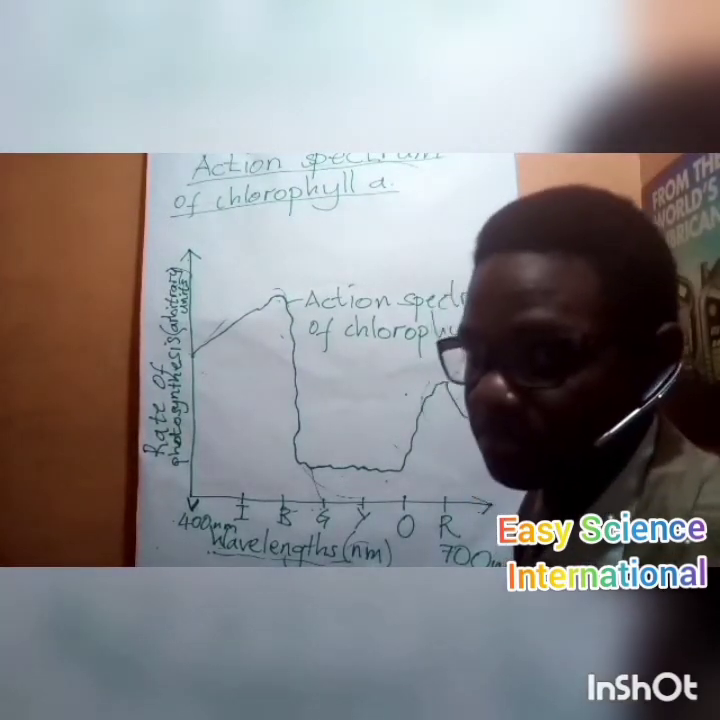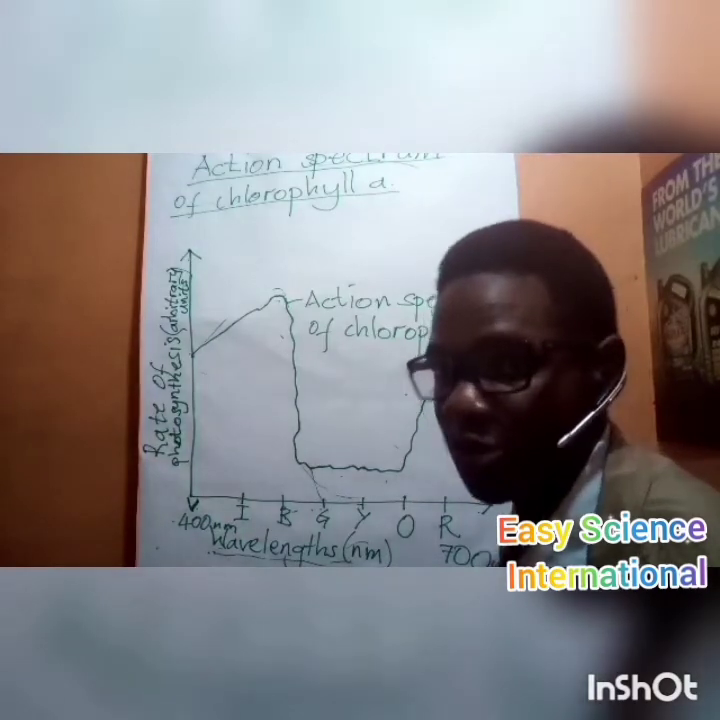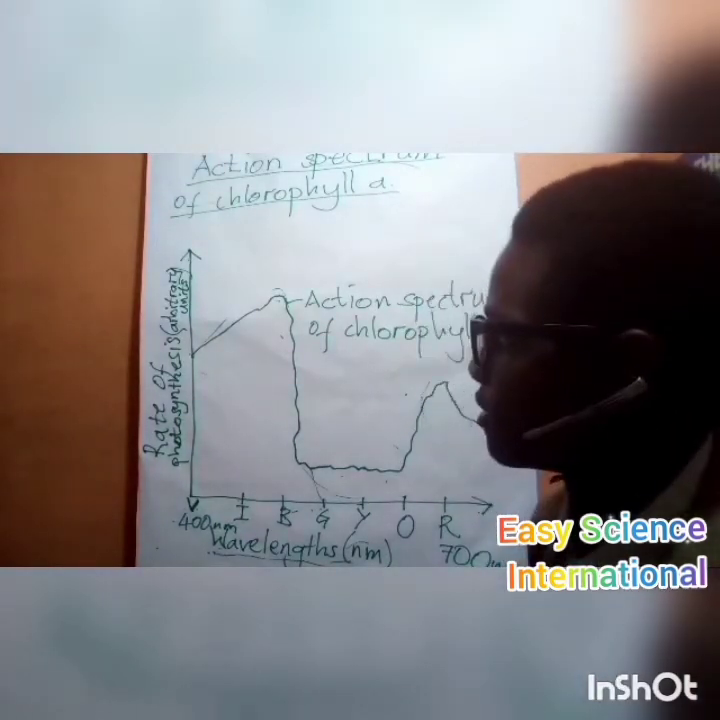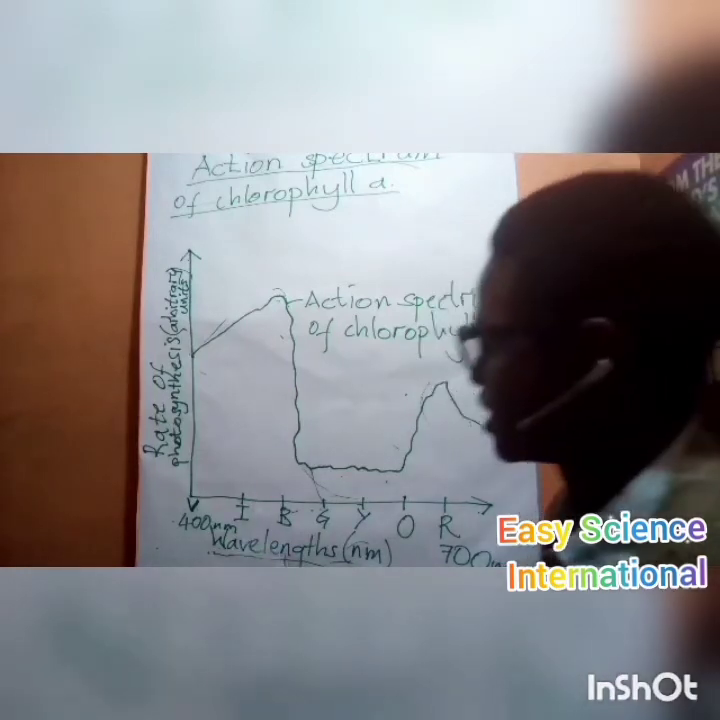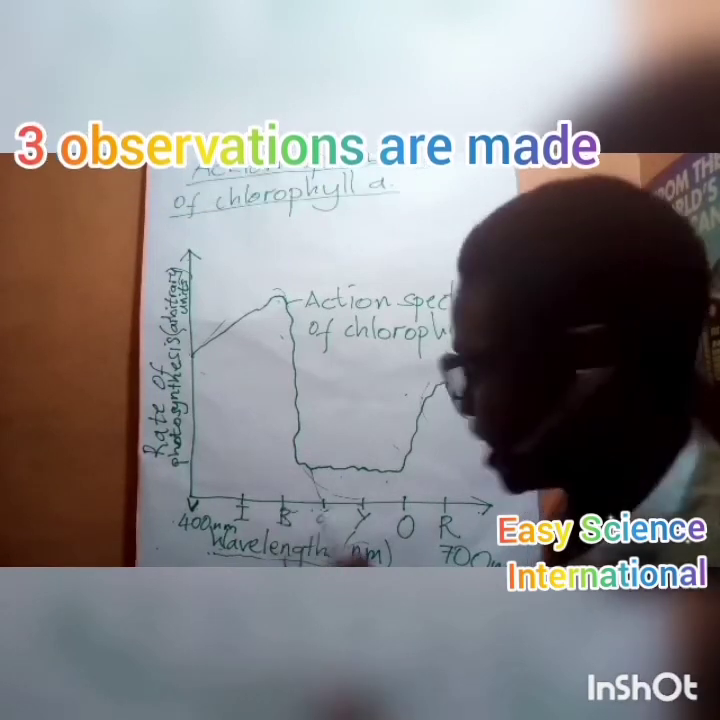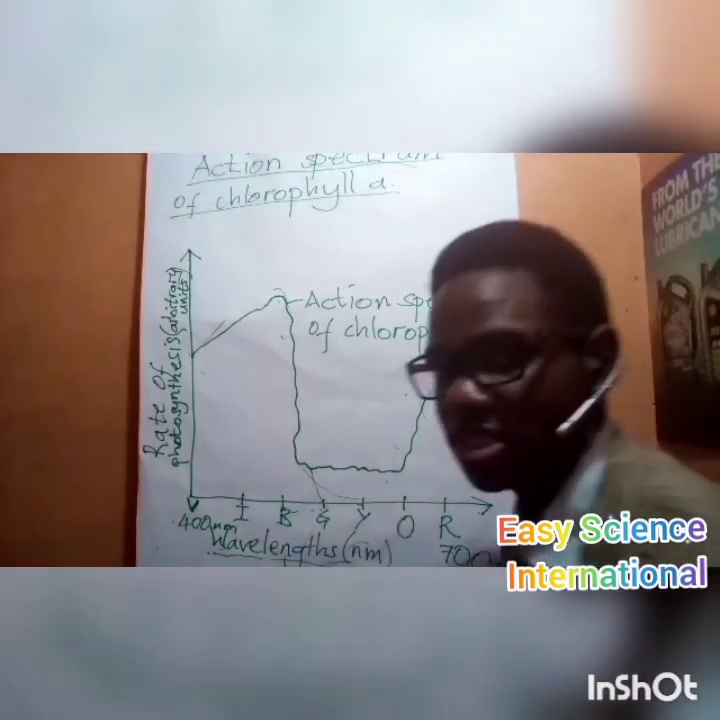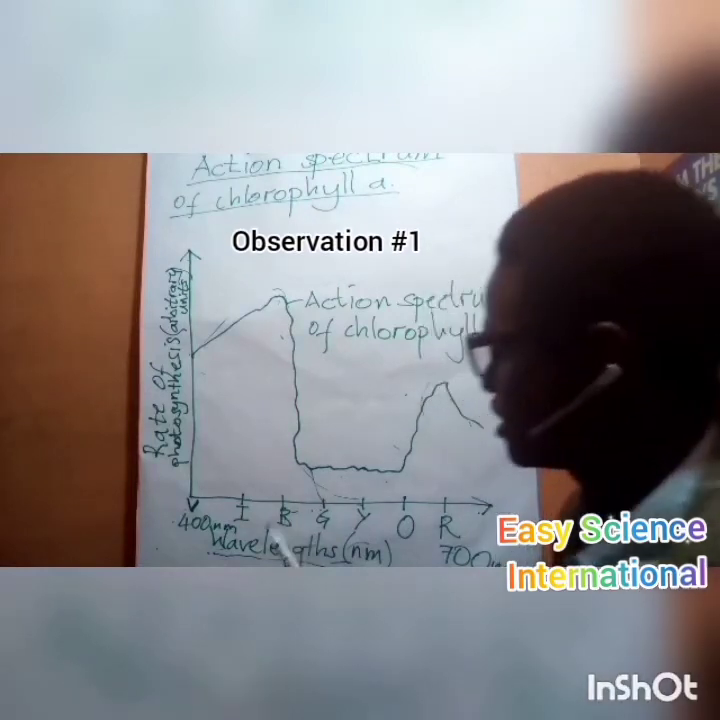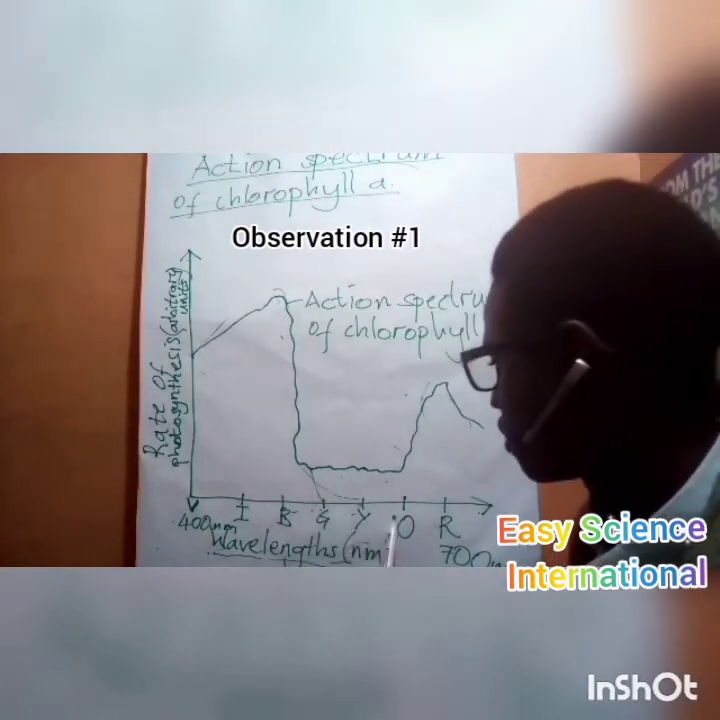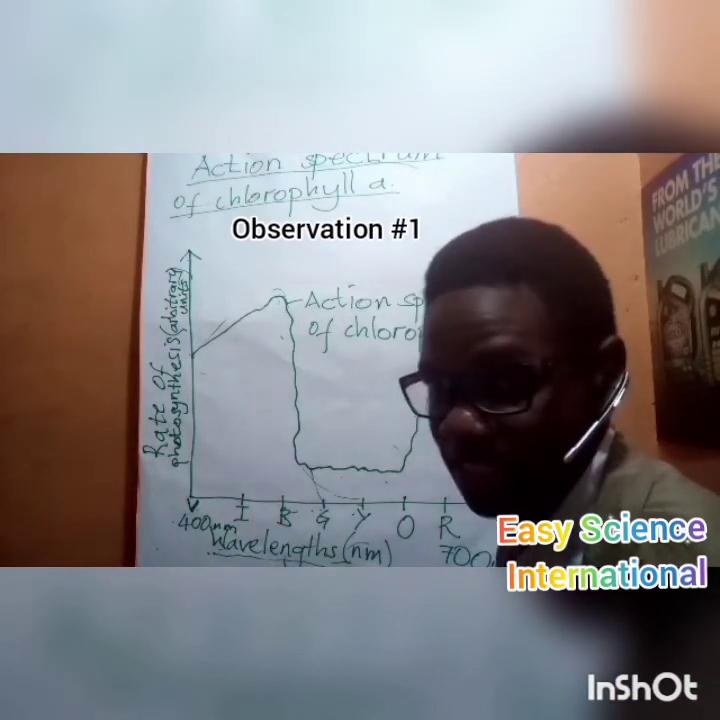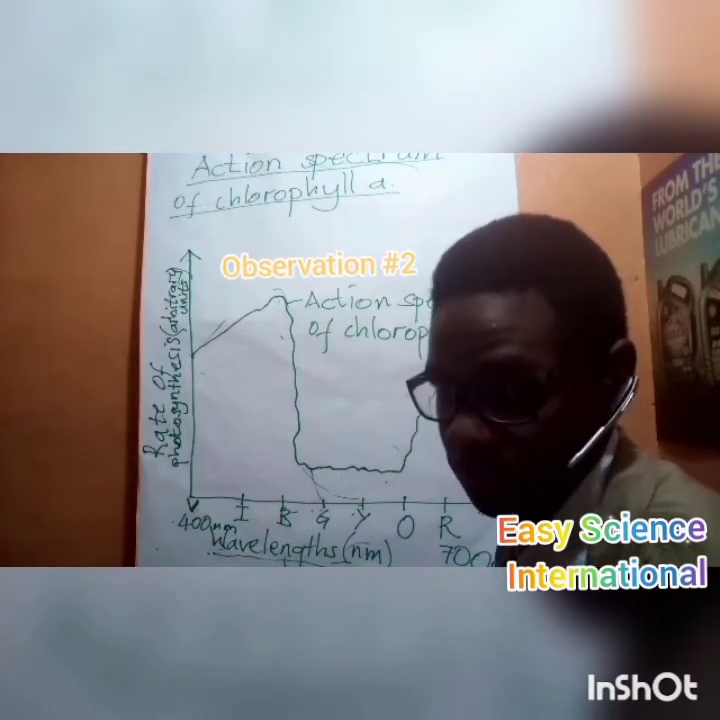So we make 3 observations here, to be precise. The first observation is the violet, indigo, blue range and the red range are the most effective wavelengths in stimulating the rate of photosynthesis. Then the green, yellow and orange range are less effective in stimulating the rate of photosynthesis.